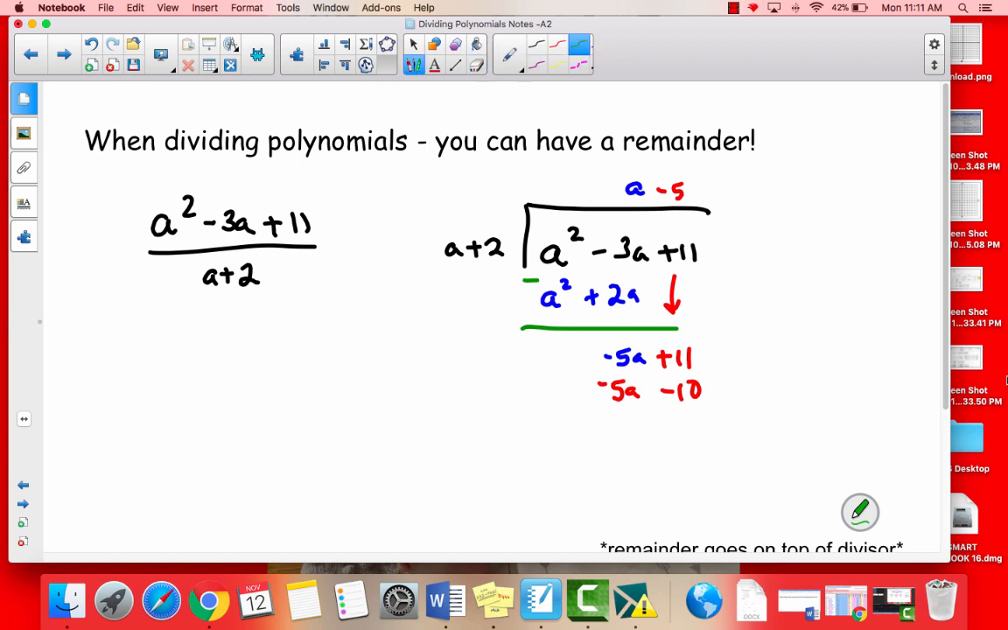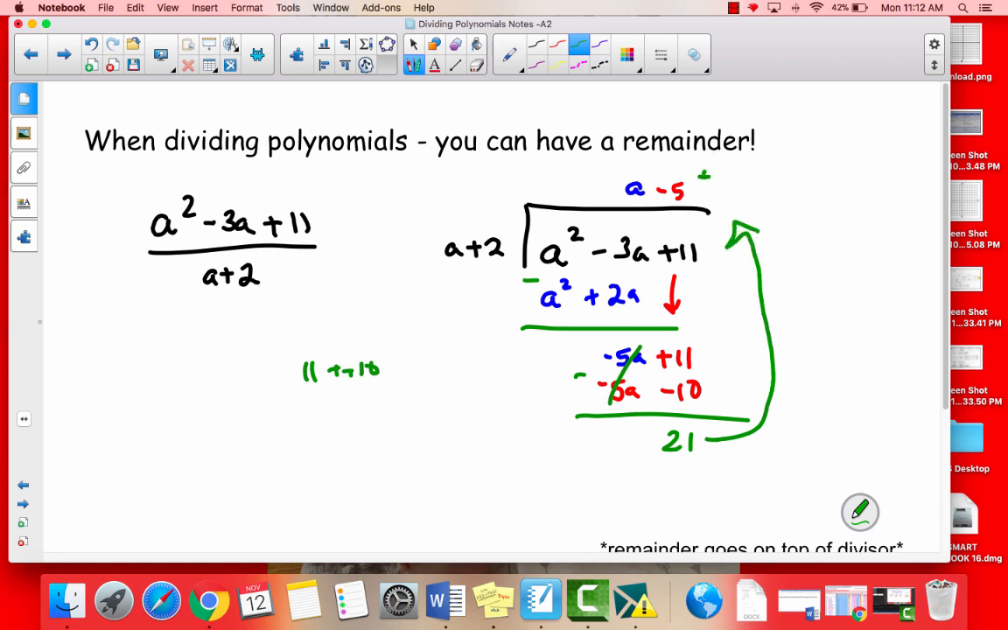So I've got that part now, and at the end there's nothing else to bring down. So now I have to deal with my subtraction. Remember, when we subtract, 2 negatives become a positive, so these will cancel, and 11 minus a negative 10 is the same as adding 10, so we get 21. So notice this isn't a 0, that's a remainder. What we do with a remainder is write it in its fraction form. So we take this up to the top, and we write it as plus, because it's a positive, 21 over whatever we divided by, so a plus 2. So now my final answer would be a minus 5 plus 21 over a plus 2.